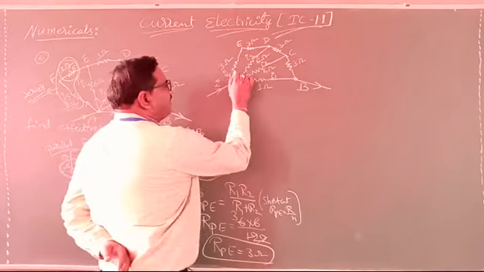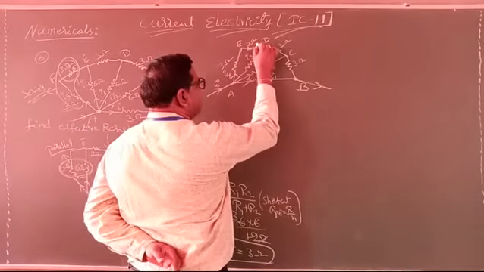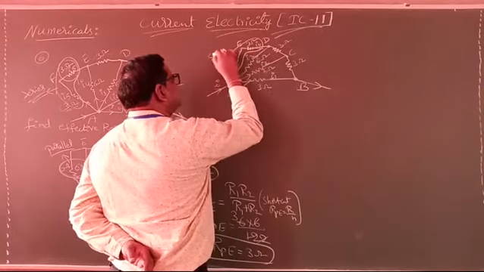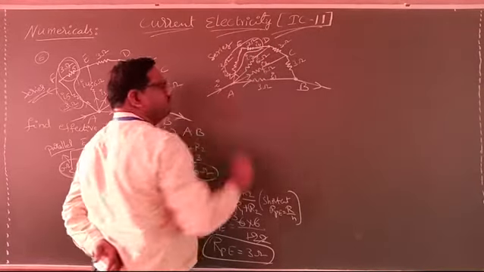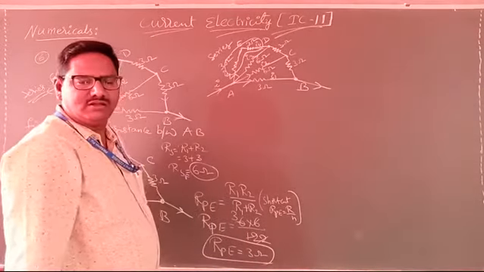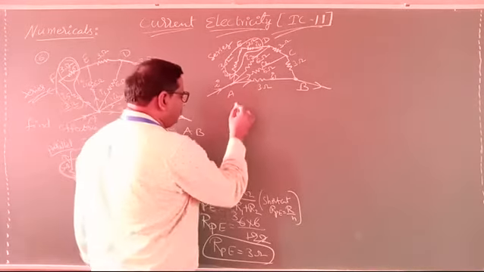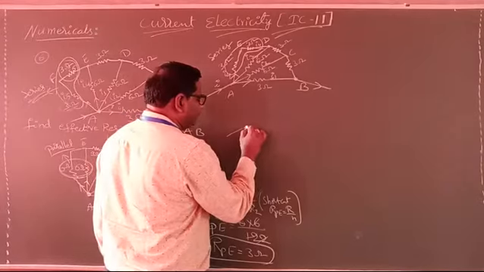Now the I4 current will pass here and the same I4 will come to here. Now these two are series. Same model. So these two become 6. Say yes or no?